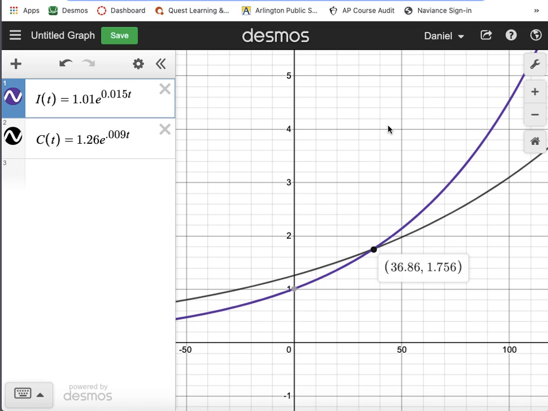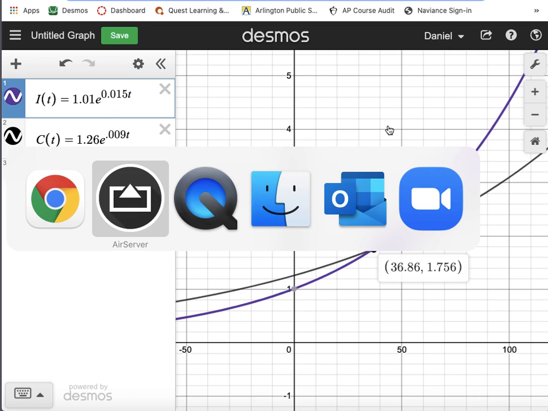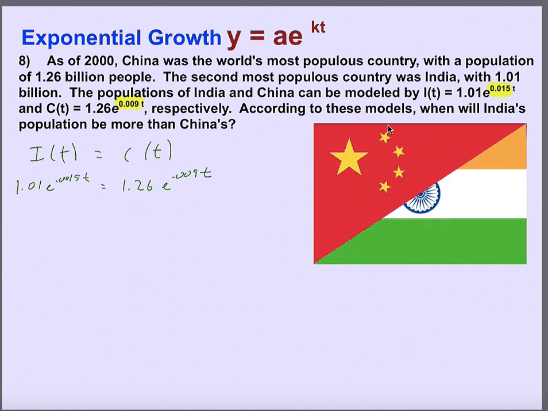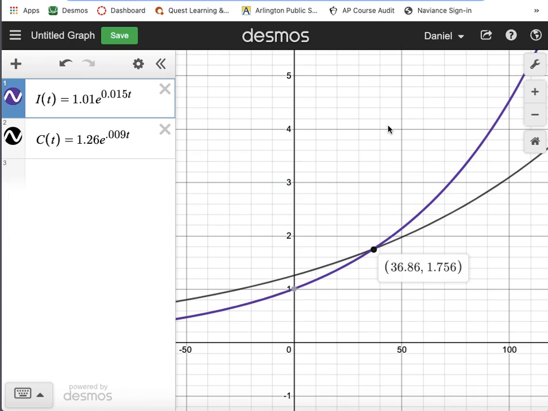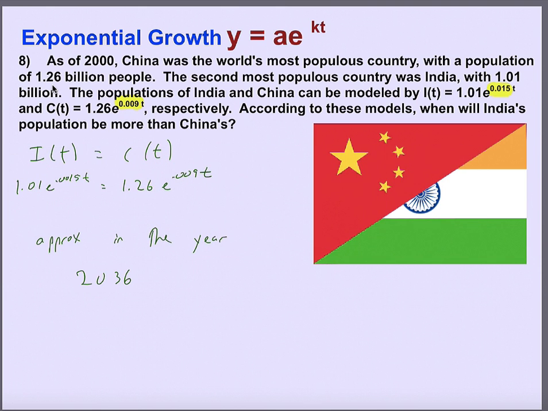So they'll cross when t is 36.86, or according to the model we were using, since t was the year 2000, we're expecting India to catch up to China in approximately the year 2036. Quick point: notice how even though it ends with a 0.86, we don't round up because years don't work that way. The year 36.86 will be somewhere in the end of 2036, but we don't round that to 2037. We still say that it is during the year 2036.